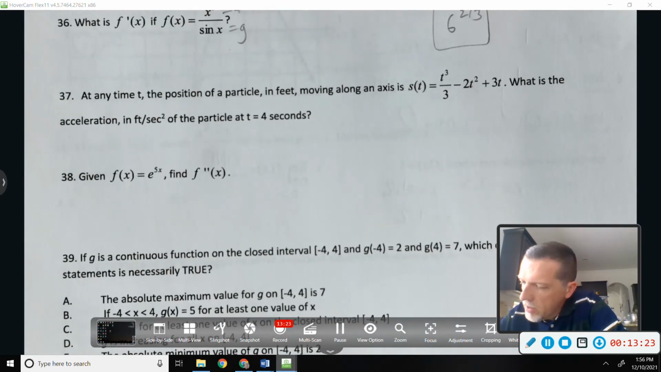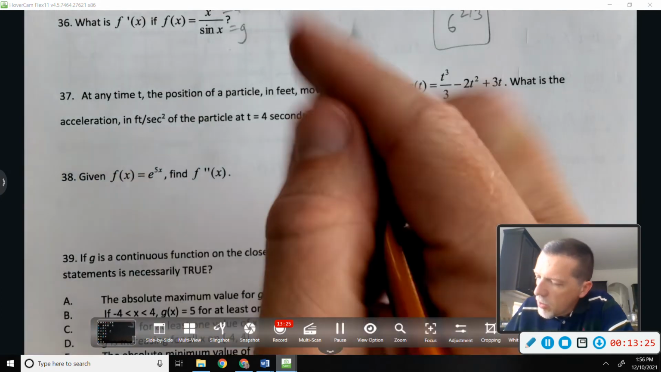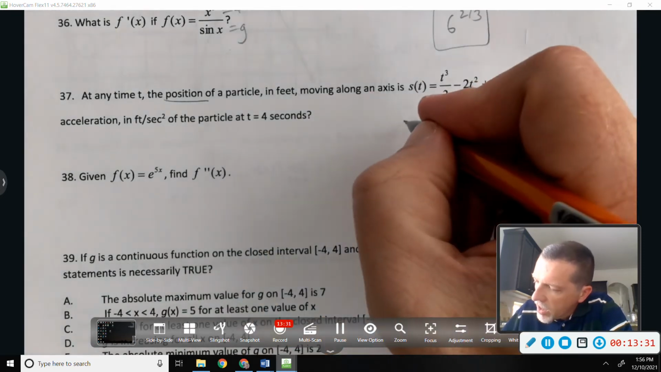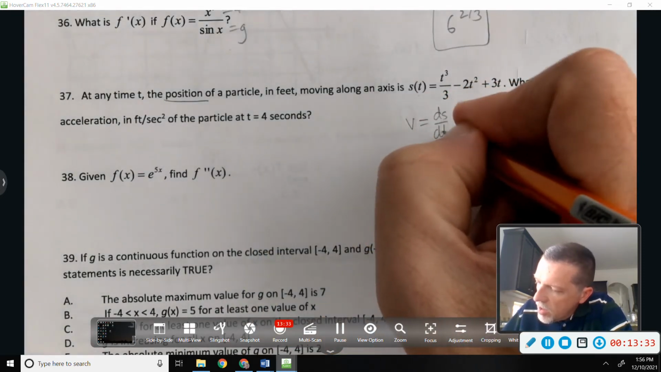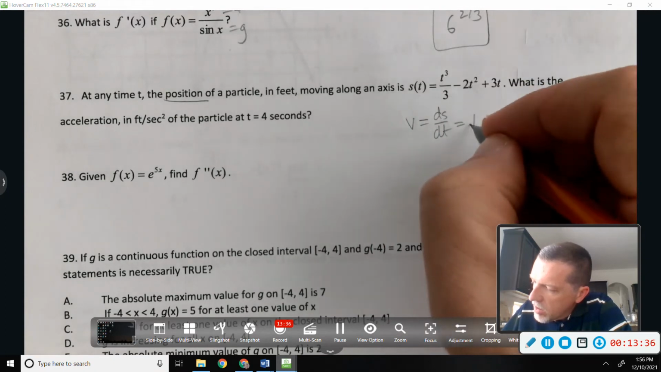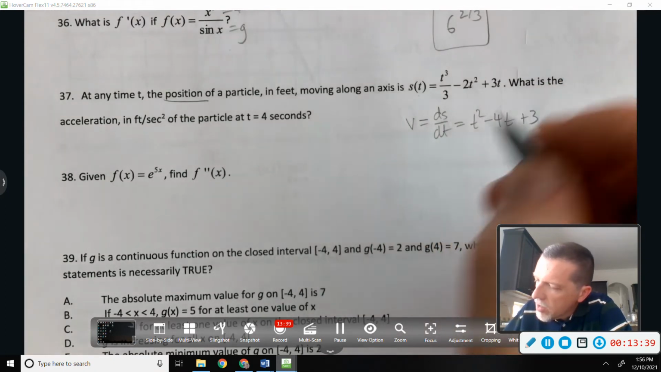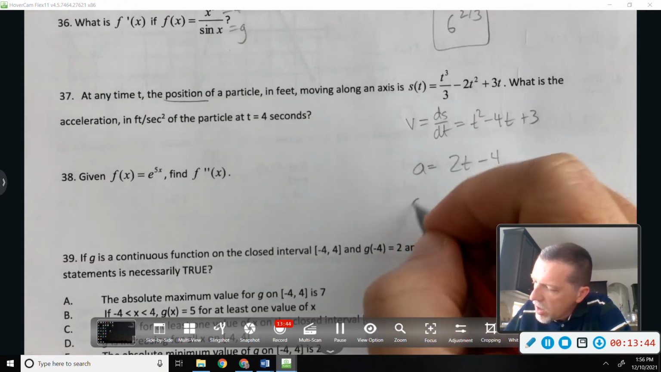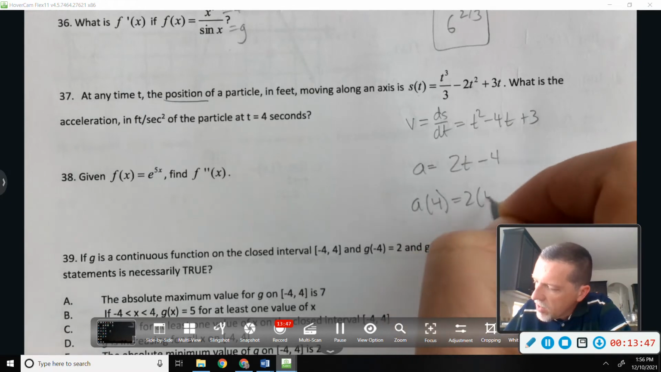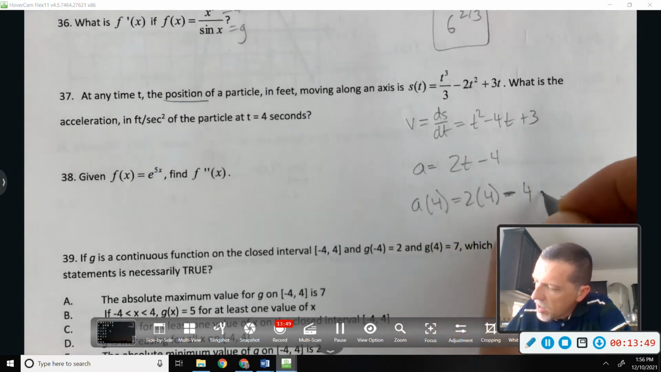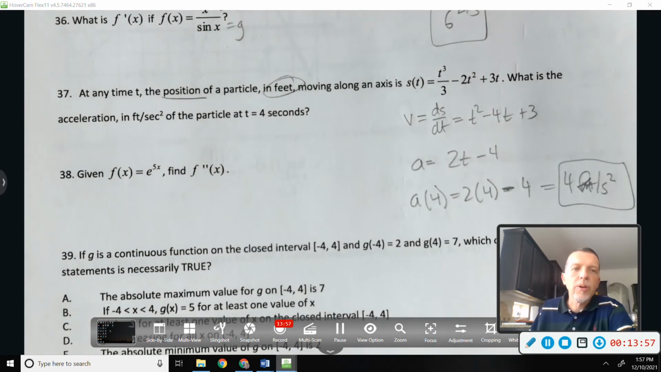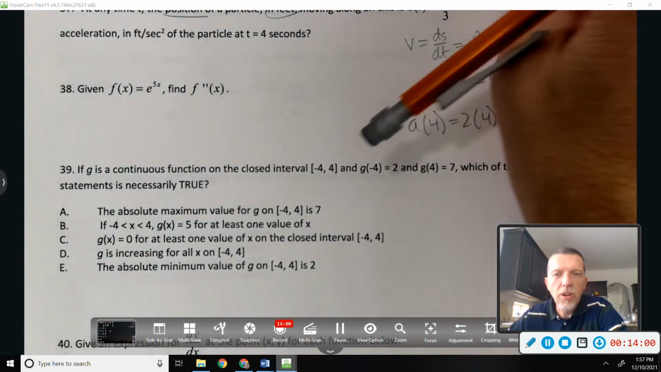37, at any point, the position of a particle, so this position, s of t equals that. What is the acceleration at 4 seconds? Oh, well, this should be straightforward. T squared minus 4t plus 3 is the velocity. The acceleration would be 2t minus 4, and the acceleration at 4 seconds would be 4 meters per second squared. Oops, feet per second squared. We like those questions. 38's another pretty straightforward question.